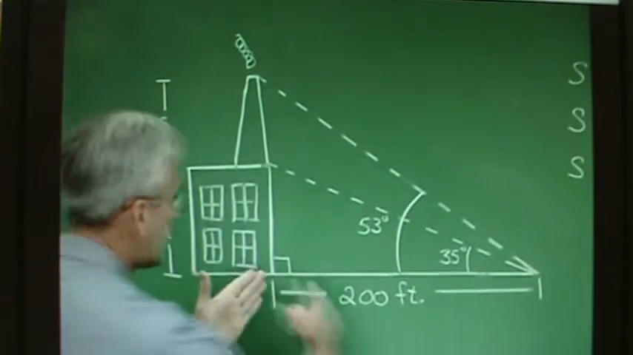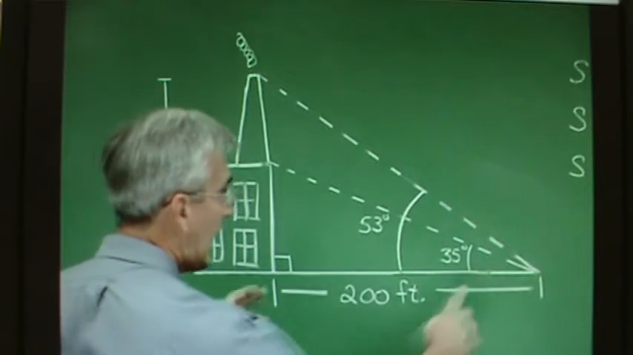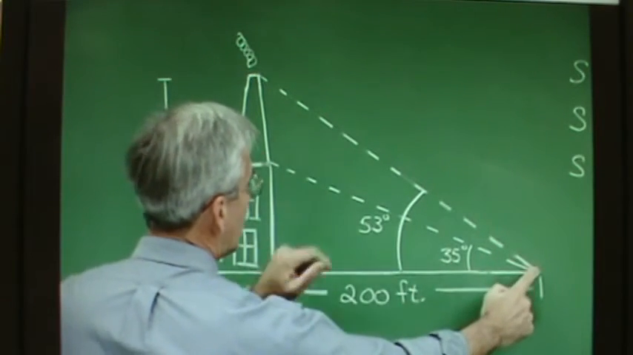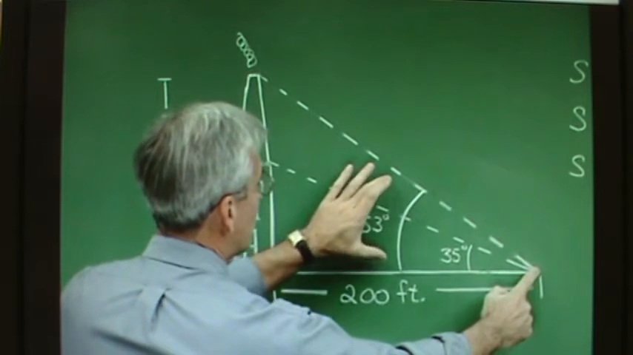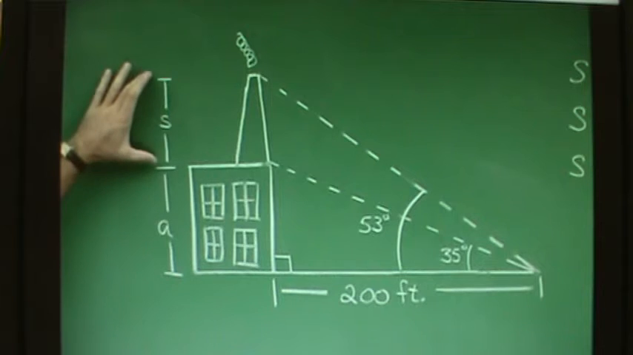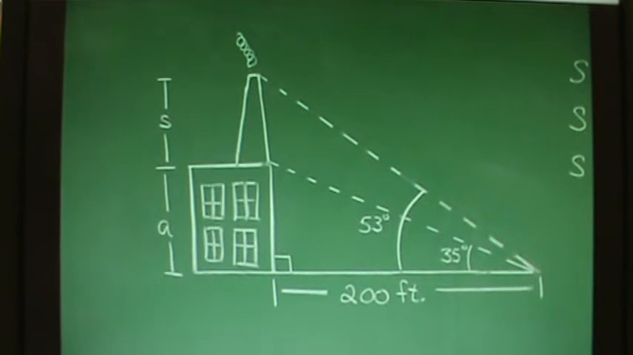Now, notice 200 feet away, the angle of elevation to the top of the building is 35 degrees. The angle of elevation to the top of the smokestack is 53 degrees. All right, I've labeled the height of the building as A, and the smokestack itself is S.